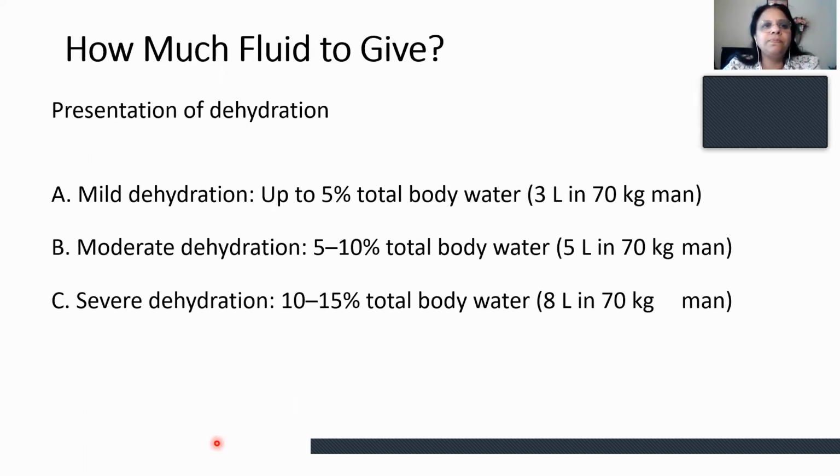Okay, let's see how. Now about dehydration, somebody was asking, how much fluid to give in dehydration? Always you have to calculate the percentage of presentation of dehydration with the percentage loss, right? We have three dehydration stages: mild, moderate, and severe. When it comes to mild dehydration, we say up to 5% of the total body water is lost. So what is the normal total body water in anybody?